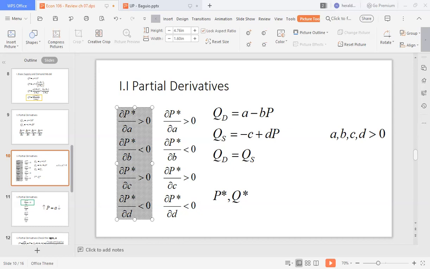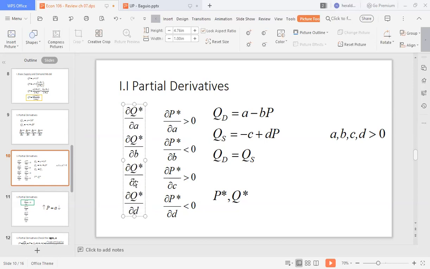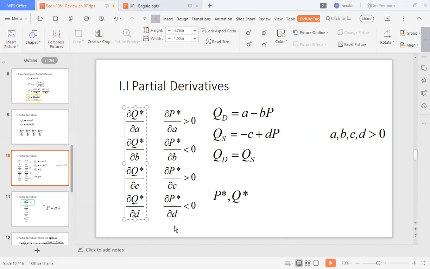So in this, again, on your free time, you can do the same exercise for Q star. What will happen to that equilibrium value when any of these parameters would change? And as you can see with this model alone, you would have to get at most 8 partial derivatives for that. Okay, so let's try one more. Let's do Q star.